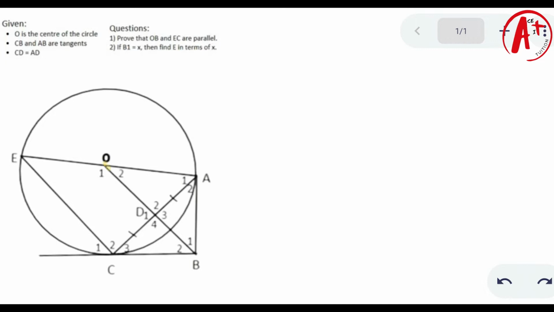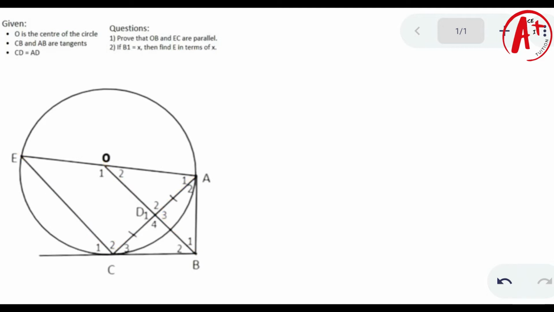In order to prove OB is parallel to EC, there's one of two theorems we could use. We could form an F shape by letting angle C2 equal angle D2. This would be corresponding angles. Or alternatively, we could prove that angle C2 plus angle D1 are supplementary, meaning they equal 180 degrees. This would be co-interior angles. Let's work with the corresponding angles.